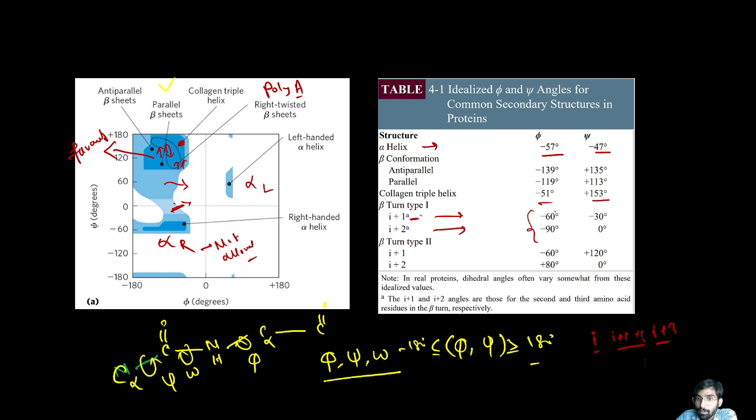Generally, as proline is there, it prefers -60 degrees. Okay, it's quite rigid. -60, -30 for I plus 1, and for I plus 2, that is -90 and 0. And that's also for beta turn.